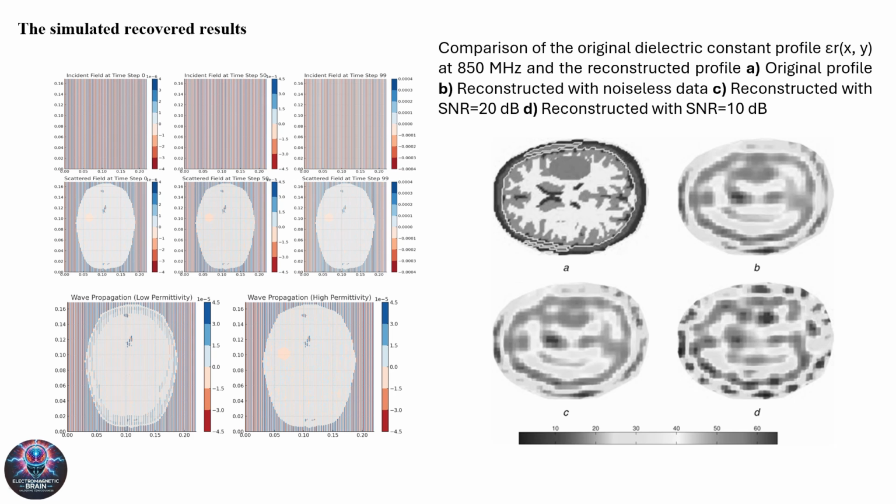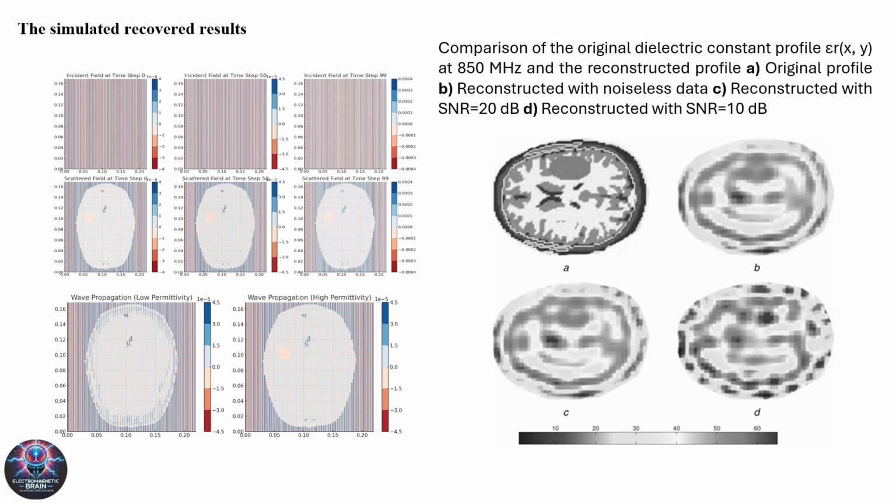Each column represents a different moment in time during the simulation, starting with time step 0, progressing to time step 50, and finally time step 99. In the first row, we see the incident field at each of these time steps. 1. At time step 0, the incident field is just starting to propagate, with very little change across the medium. 2. By time step 50, the field has propagated further, but it still exhibits a nearly uniform pattern, suggesting minimal interaction with objects in the medium. 3. By time step 99, the field has propagated even more, showing subtle variations as it moves across the domain.